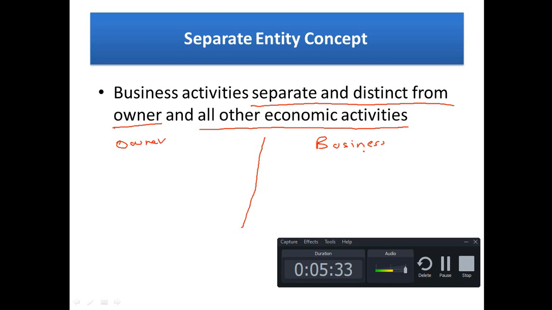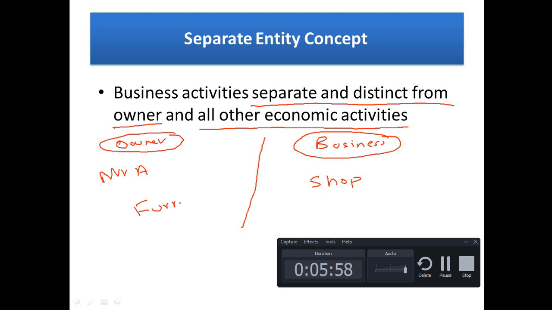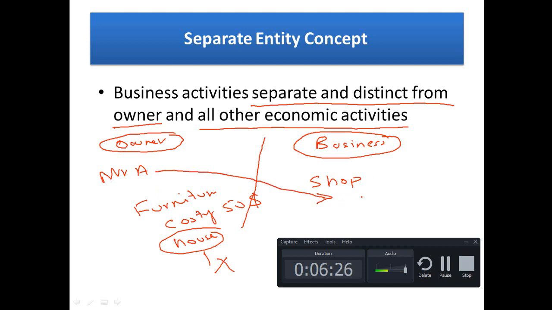What is the implication of this principle? The implication is that the accountant will be responsible only for recording and bookkeeping of the business and not for the owner. For example, if Mr. A is the owner and he is running a shop business, and he purchased furniture costing $50 for his house, this furniture is purchased for the house, so it should not be recorded in the books of account. But when Mr. A also purchases furniture for the shop for $20, since it is purchased for the business, it must be recorded in the books of account.